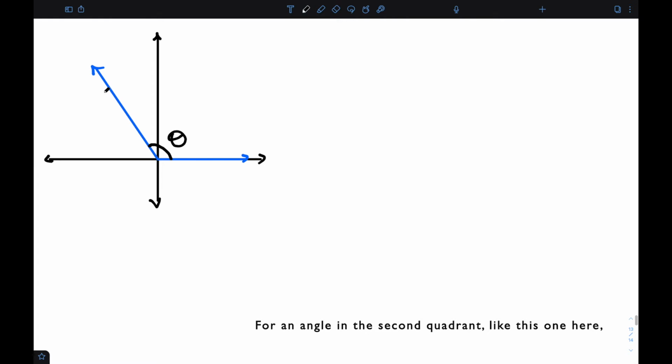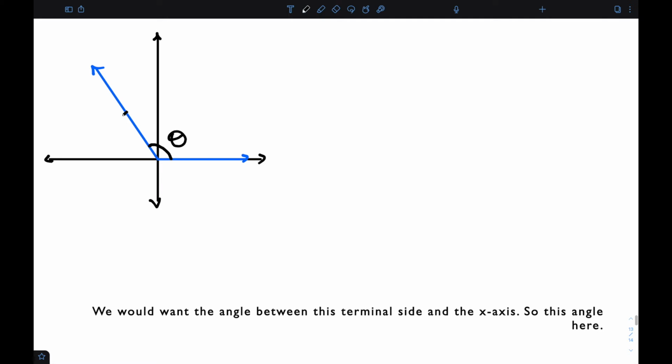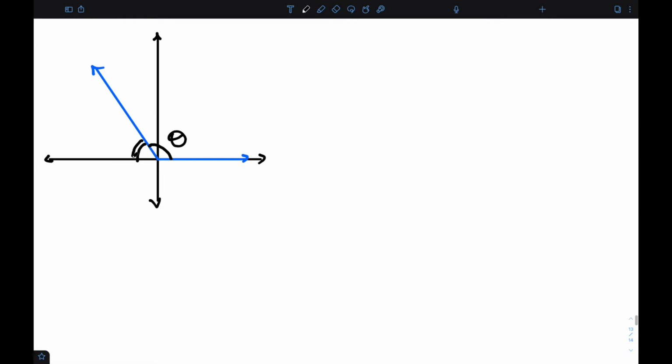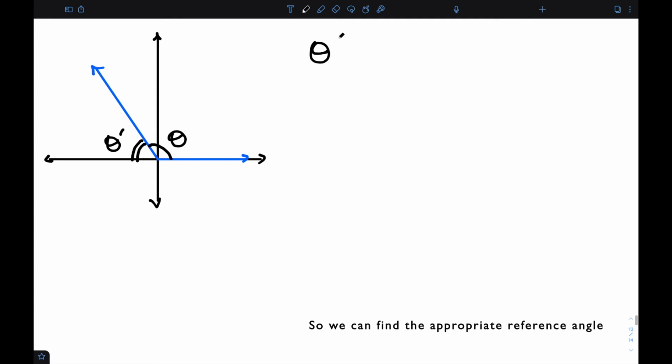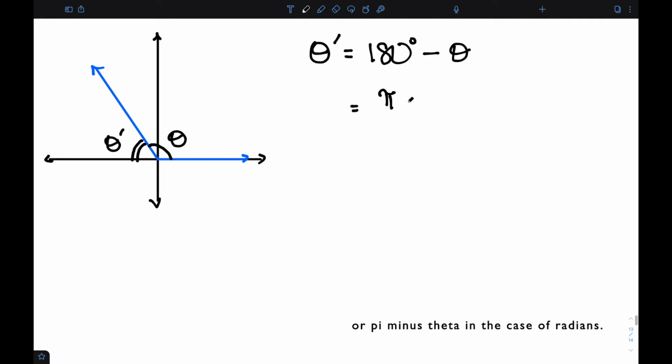For an angle in the second quadrant, like this one here, we would want the angle between this terminal side and the x-axis, so this angle here. We'll call this theta prime. This would be our reference angle. And we can see that these two angles together should add to be 180. So we can find the appropriate reference angle by doing 180 degrees minus theta, or pi minus theta if we're in the case of radians.